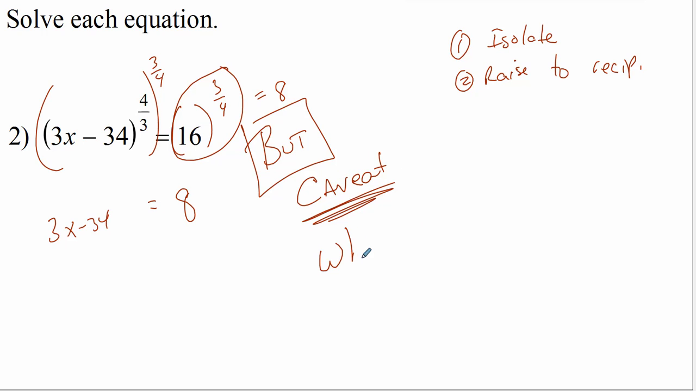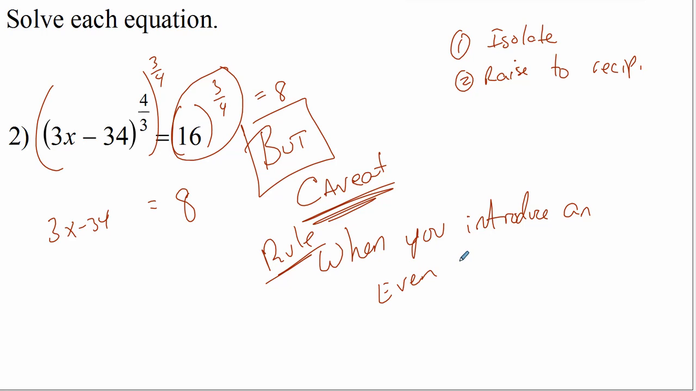So this is like a big time rule here. When you introduce an even root. So what does that mean? Well, when I flip this, I introduced an even root. This is now an even root.